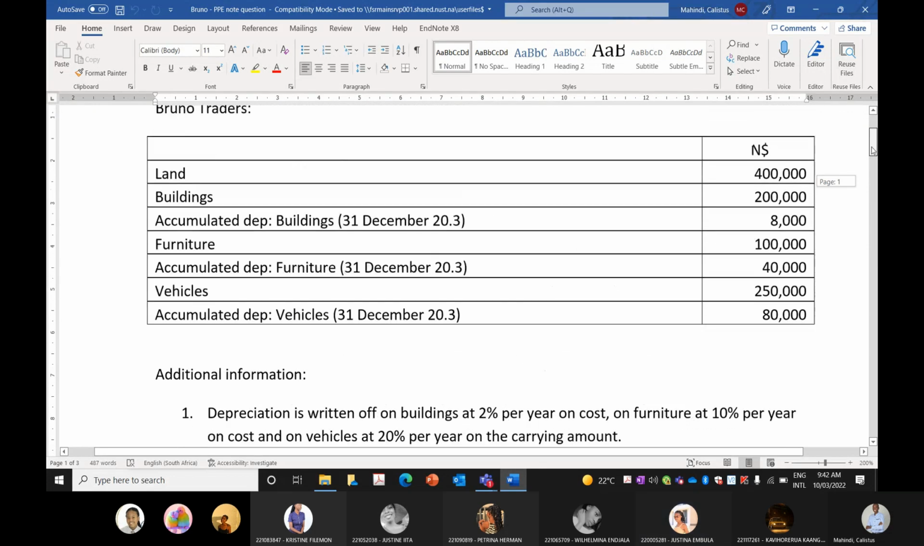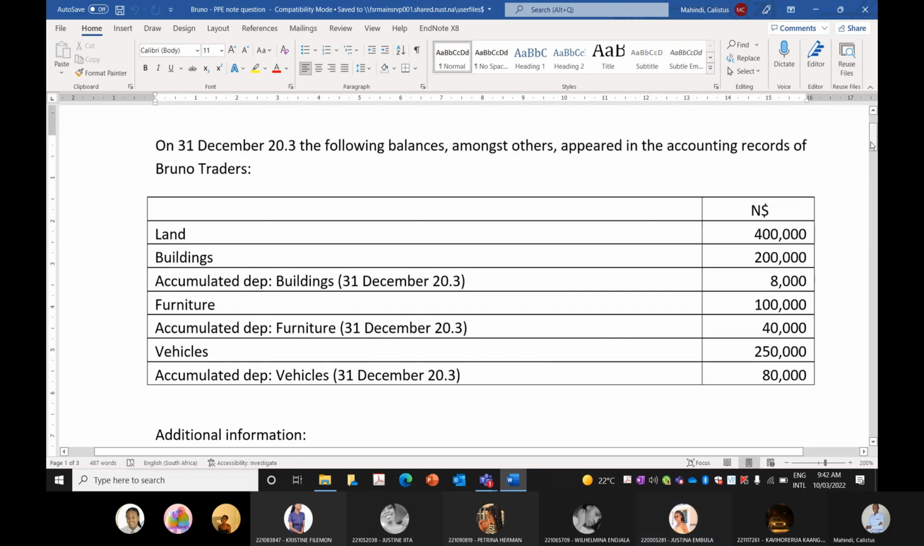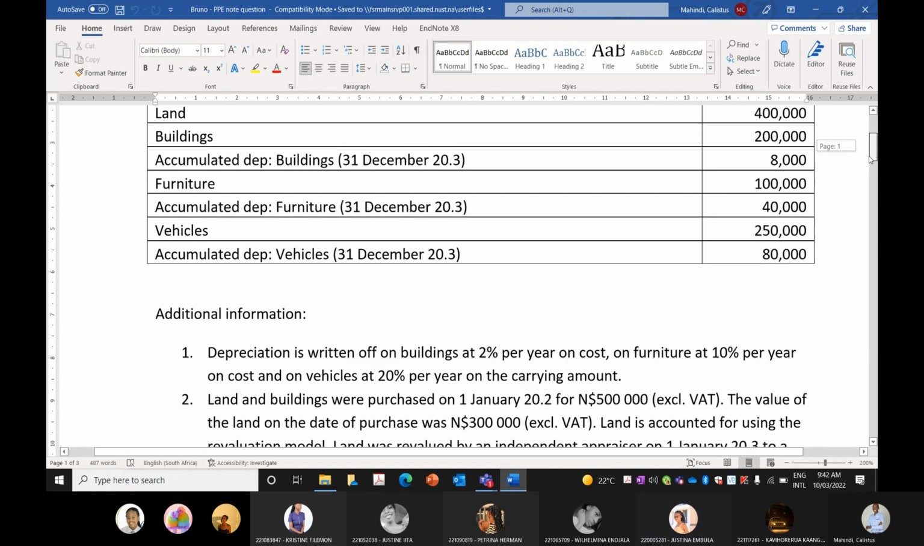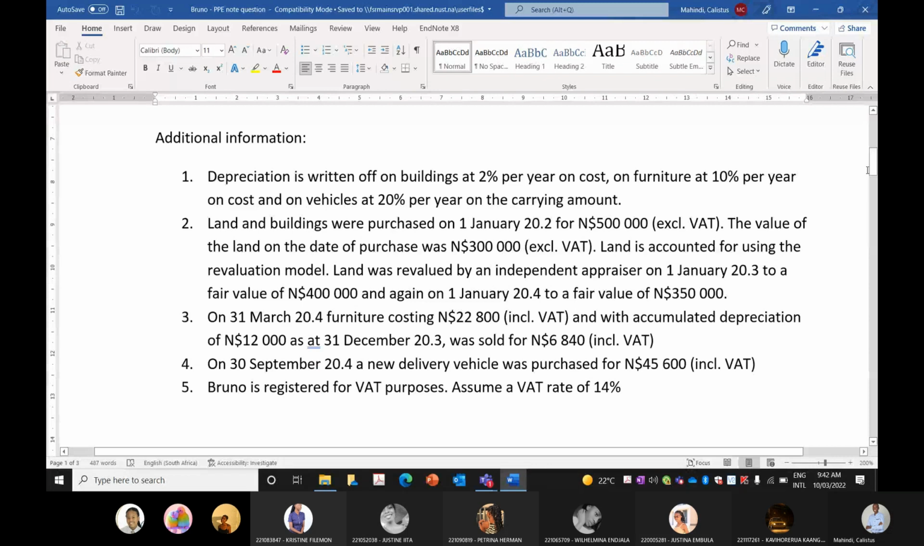We're given the land at 31 December 20.3. We're just given the balance there, 400,000. Let us look at the information that relates to land. Depreciation is written off land of buildings at 2% per year on cost, on furniture 10% per year on cost, and on vehicles at 20% per year on the carrying amount. All right, so this doesn't have anything to do with land.